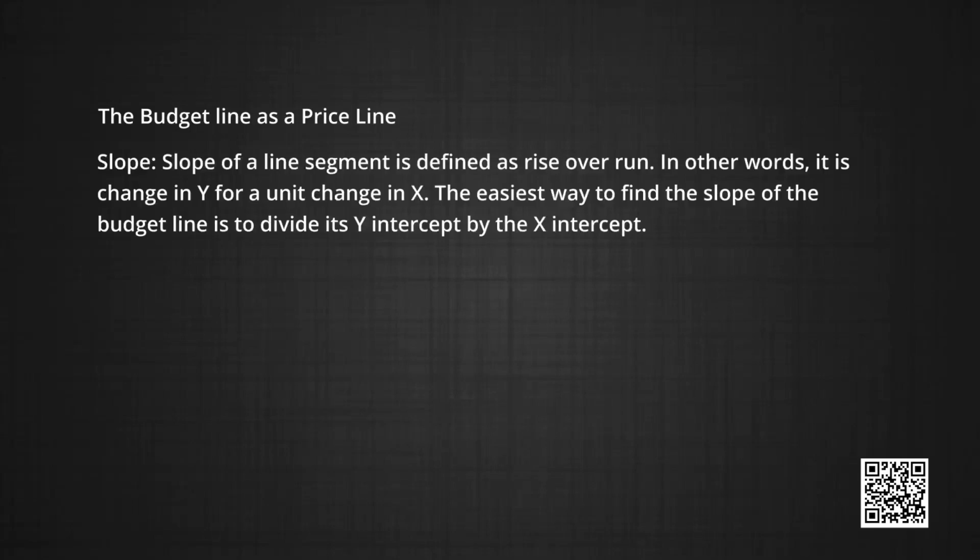To understand this, we start with the concept of slope. The slope of a line is defined as the rise over run. In other words, it is the change in y for a unit change in x. The easiest way to find the slope of a budget line is to divide its y-intercept by the x-intercept. Notice that the x-intercept of the budget line is obtained by dividing the income by the price of good x. Similarly, the y-intercept of the budget line is obtained by dividing the income by the price of good y.